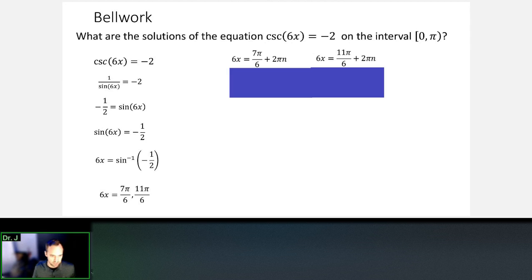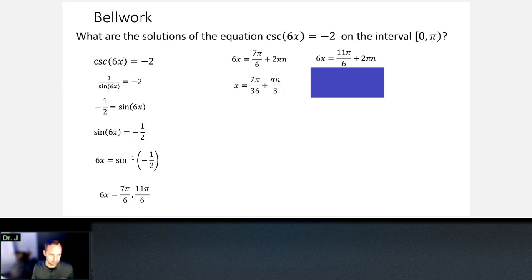So we get x equals, what does 7 pi over 6 become? 7 pi over 36. And then what does 2 pi n become? Pi n divided by 3. Yeah. And then we do the same thing to the other one. Okay.